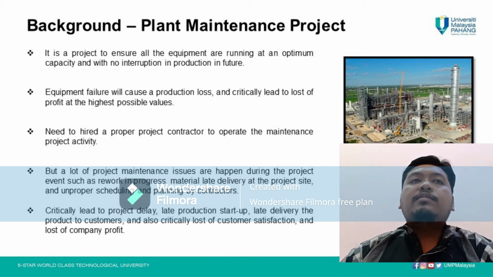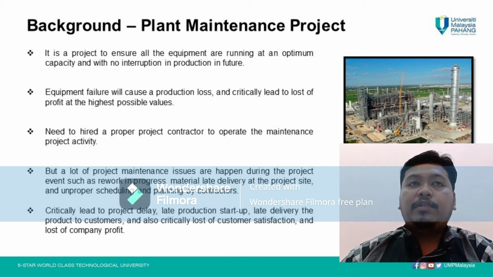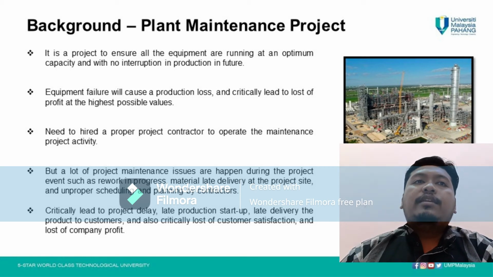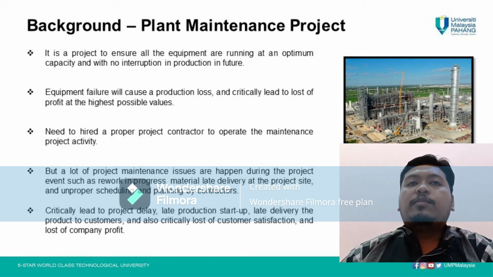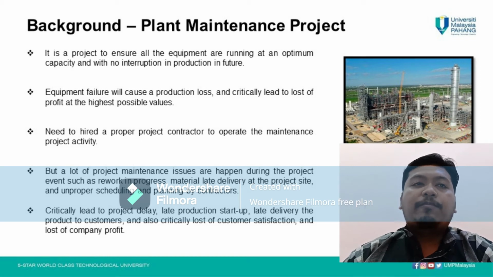A plant maintenance project is a project that happens to ensure all the equipment in the plant is running at optimum capacity and with no interruption in production in future. Equipment failure will cause production loss and critically lead to loss of profit at the highest possible values. Therefore, they need to hire a proper project contractor to operate the maintenance project activity.